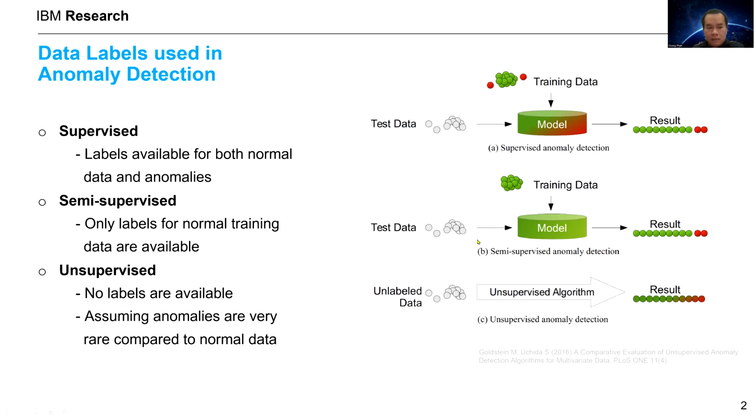But for the semi-supervised method, we only use the labels from the training data, and then we build the prediction model on the training data with the labels.